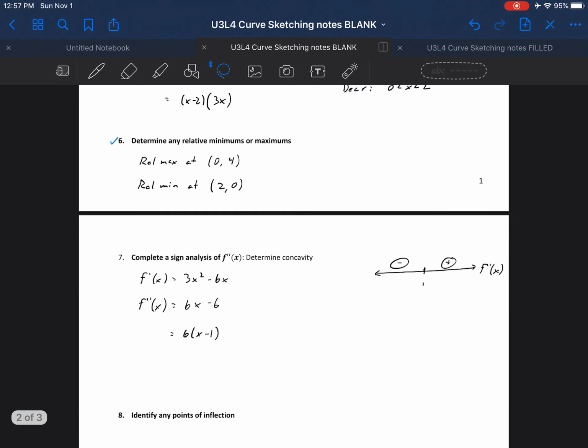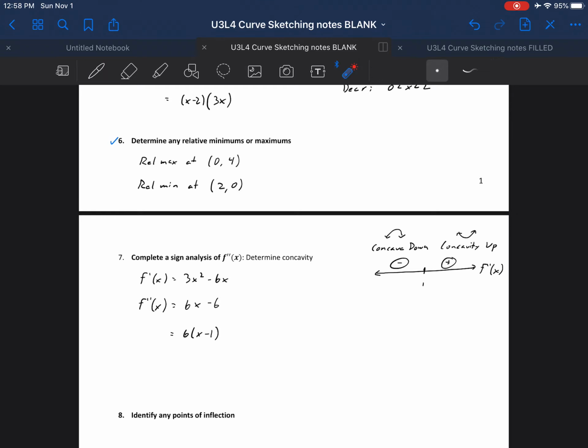And now determine the concavity. Well, this is sometimes a little bit confusing. Negative concavity, I'll label it here. So this means negative concavity means the graph is concave down. It's the same exact thing. Okay, and positive concavity means the graph is concave up. So concave down can look something like this. Concave up looks something like this.